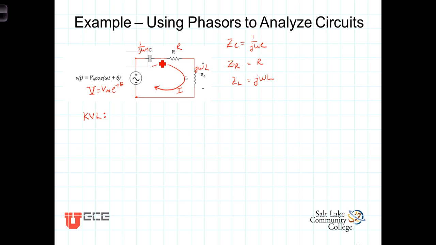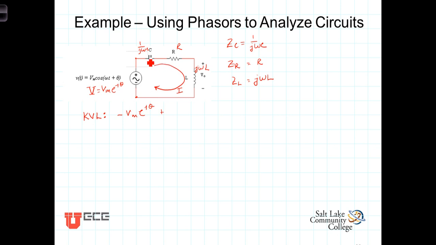Starting at this point and going in this direction, I'm going to add up the voltage drops, which means a voltage increase will be a negative. So I'll have negative V sub m e to the j theta. Plus, now I'm going in the direction of current flow, so that represents a voltage drop, and it will be a plus.